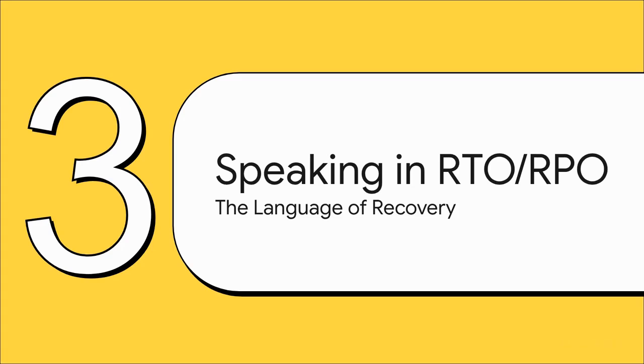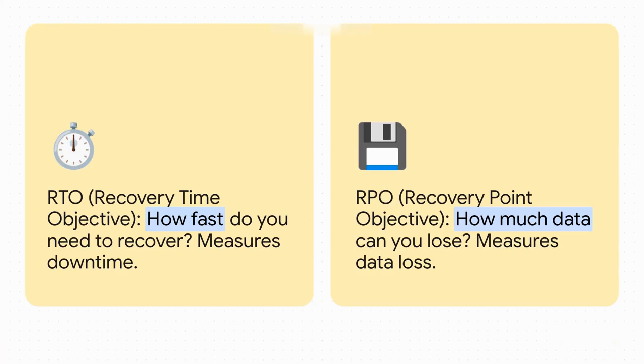Okay, so we've got our business tiers. That's a huge step. But now we need to translate that business speak into a language that we architects and engineers can actually build against. And that, my friends, is where RTO and RPO come into play. This is so important to get right because people mix these up all the time. Let's break it down. RTO, Recovery Time Objective, answers one simple question: how fast do we need to be back online? It's all about minimizing downtime.